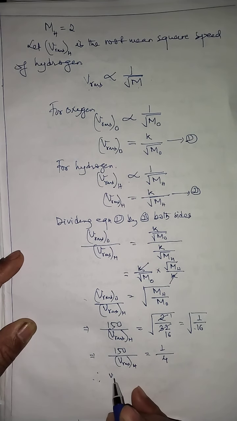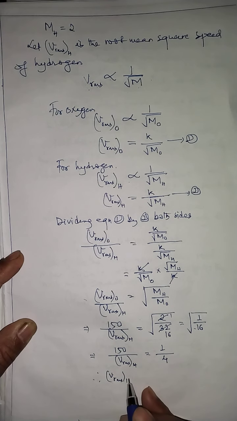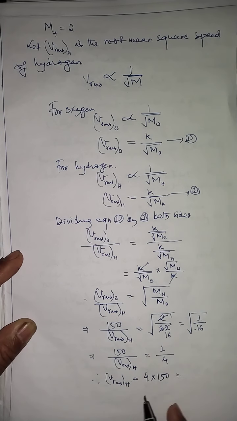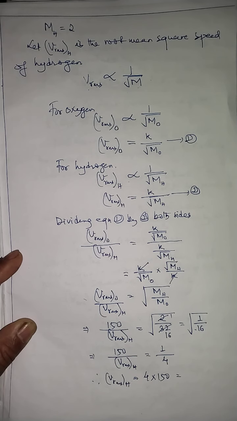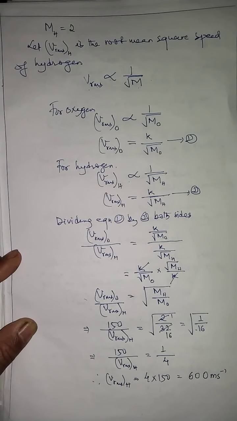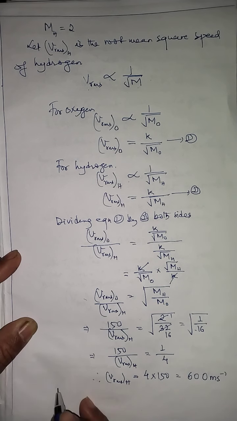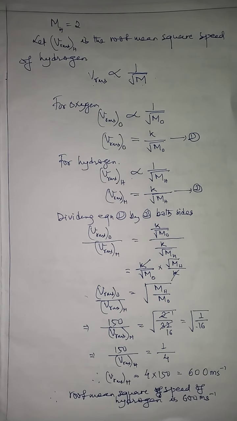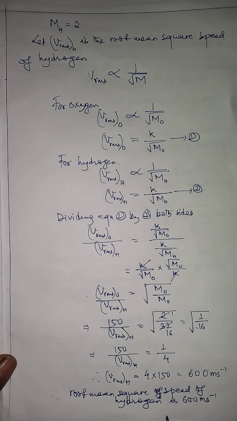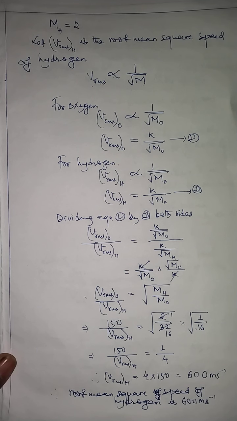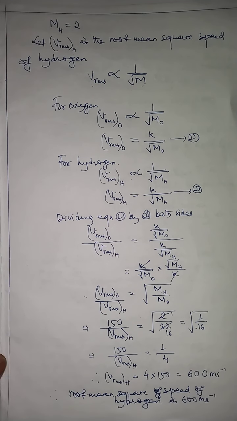Now I cross multiply. VRMS of hydrogen is 4 times 150. So 4 into 150 is 600 meter per second. Finally, the answer to this question is that the root mean square speed of hydrogen is 600 meter per second. So this is the solution of problem number 2. There are other problems to solve, and you will learn them in the next YouTube video.